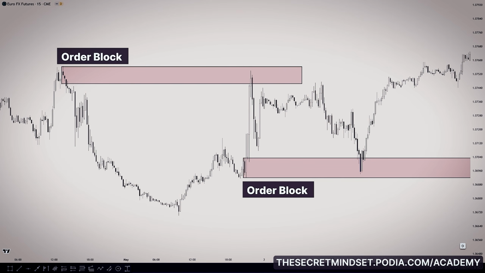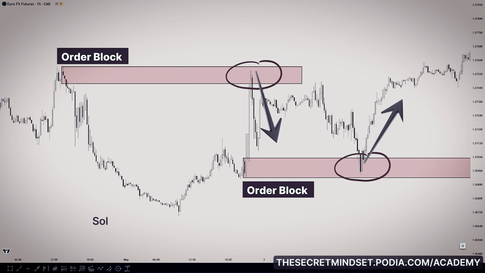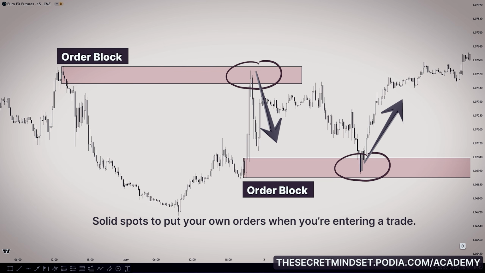That's why order blocks are so powerful to trade. You're not just guessing where the price might go. You're looking at where the big money has already shown its hand. This is why order blocks will help you place better trades. They give you a solid spot to put your own orders when you're entering a trade.